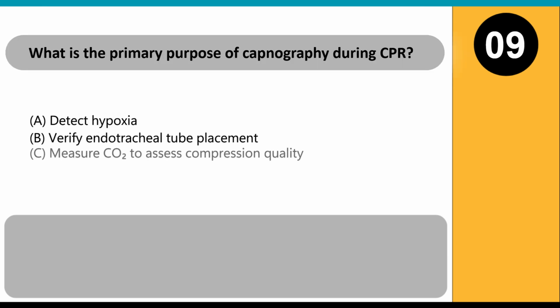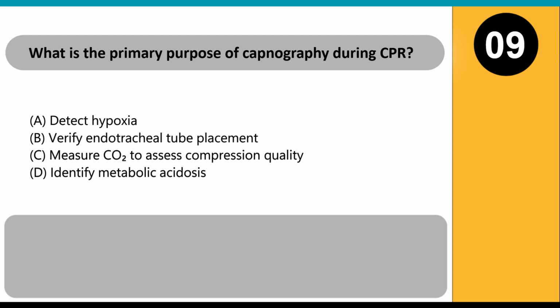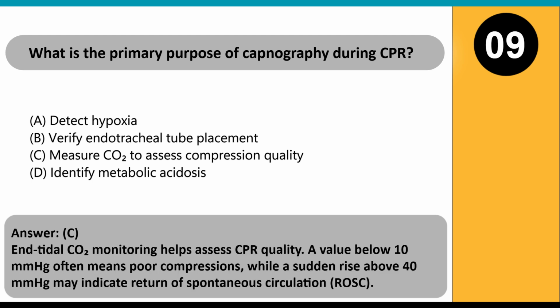What is the primary purpose of capnography during CPR? A. Detect hypoxia. B. Verify endotracheal tube placement. C. Measure CO2 to assess compression quality. D. Identify metabolic acidosis. Answer: C. End-tidal CO2 monitoring helps assess CPR quality. A value below 10 mmHg often means poor compressions, while a sudden rise above 40 mmHg may indicate return of spontaneous circulation, ROSC.